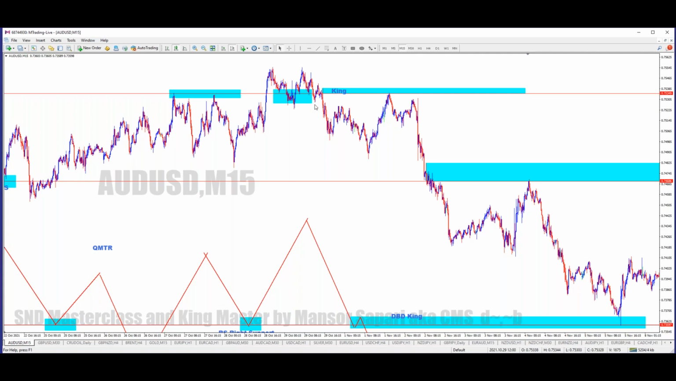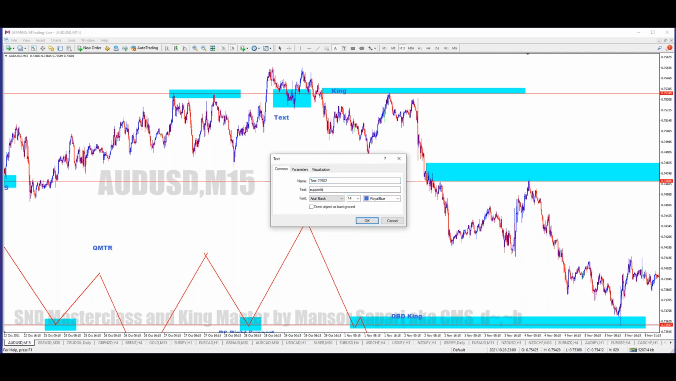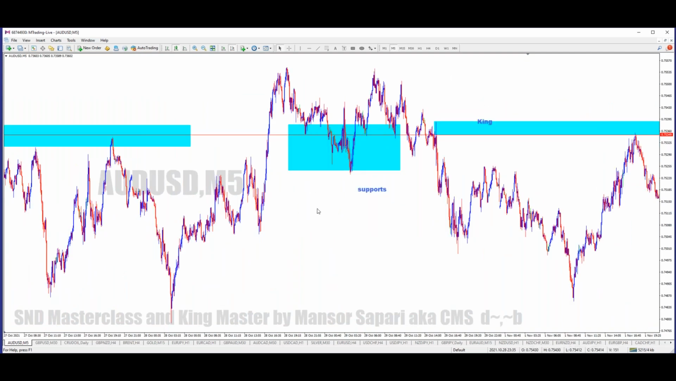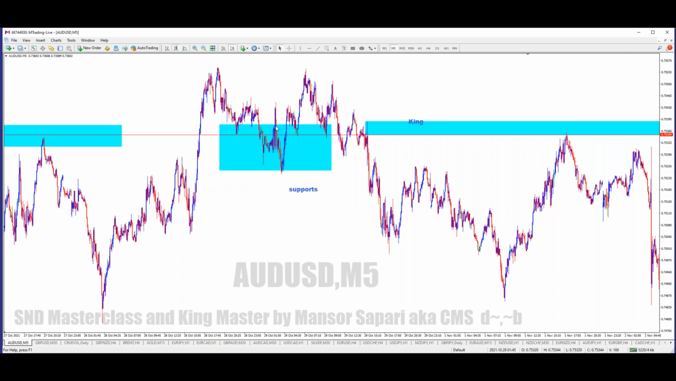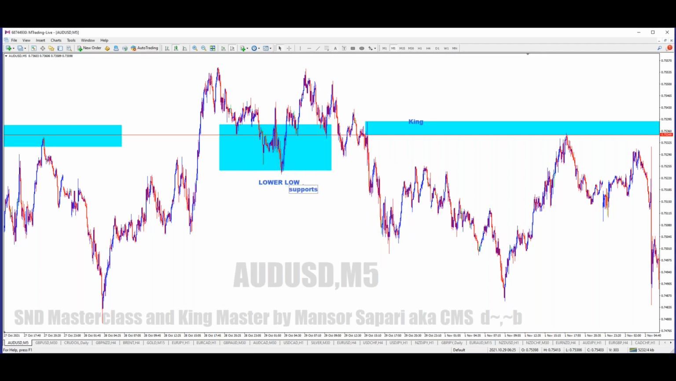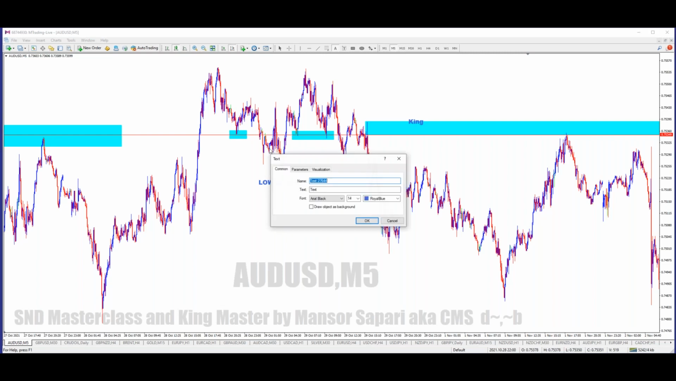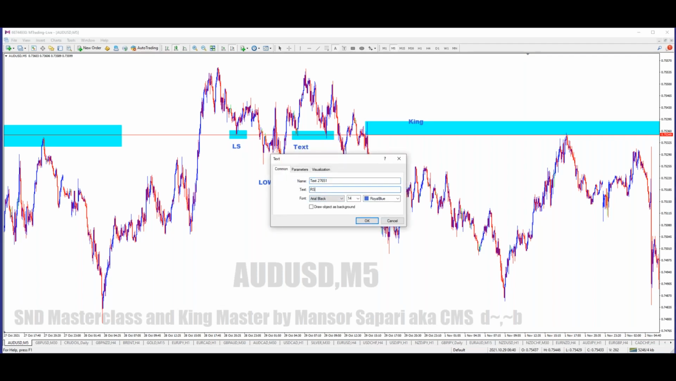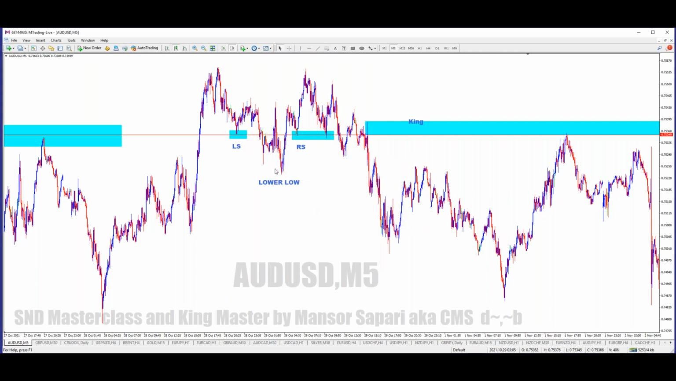Okay, so far so good. But I want you to focus on this area. You have a lot of supports here, many of them. So what you need to do is turn into a smaller time frame and study this structure a little bit. The first thing, if you look over here, you need to find a lower low. On top of the lower low, on the left-hand side and the right-hand side, you have a left support and then you have a right support. You have left support, lower low, and right support.